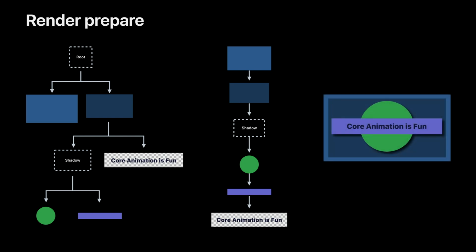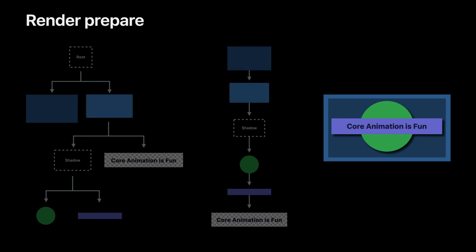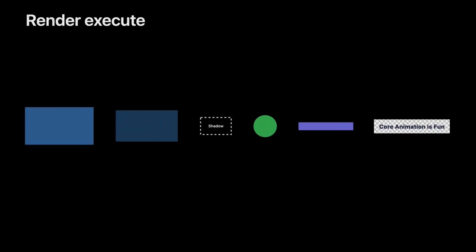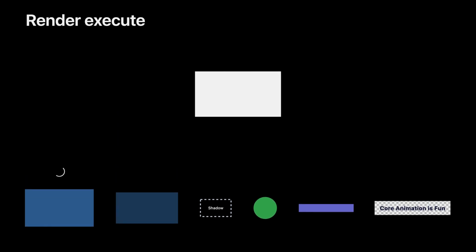Starting at the root node, the render server walks from sibling to sibling and parent to child until it has every layer in the hierarchy. Finally, it has the entire pipeline that the GPU can execute during the next execute phase. The GPU's job is to take this pipeline and draw each step into the final texture in the center. It's this texture that will be displayed on screen during the display phase.